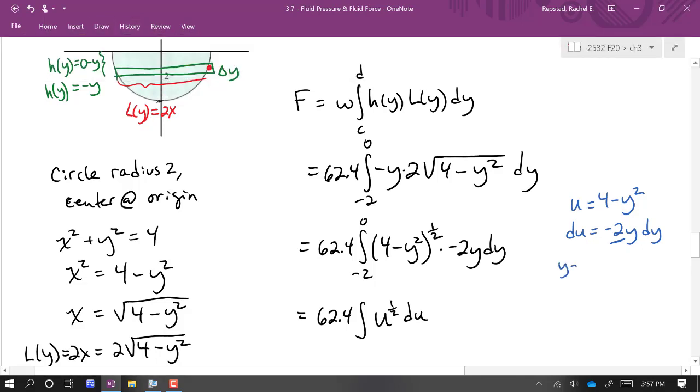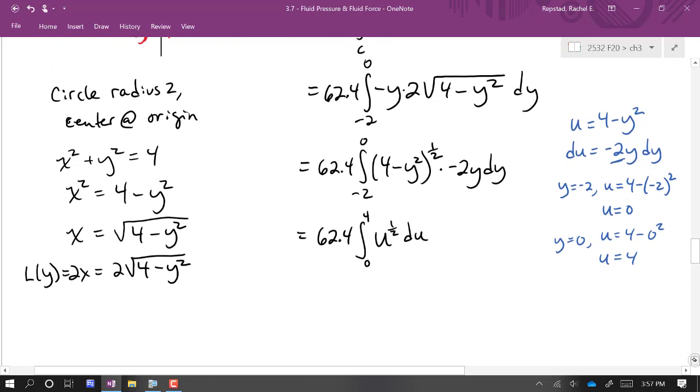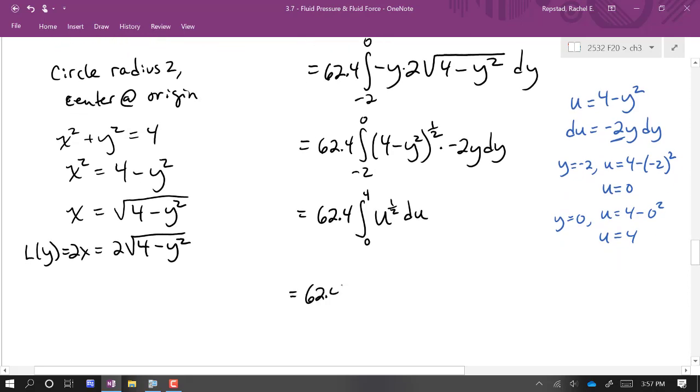So when y is equal to -2, u is equal to 4 minus (-2) squared, so u is equal to 0. And when y is equal to 0, u is 4 minus 0 squared, or 4. So we're going to integrate from 0 to 4 for u limits. Using the power rule, we have 2/3 u to the 3/2 from 0 to 4.